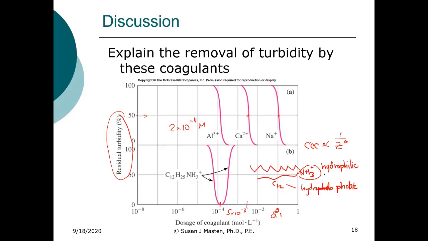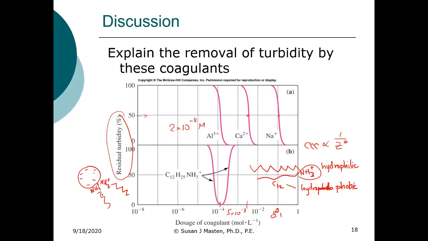So basically what happens is, if we have our charged particle, the ammonium end will associate with the negatively charged particle, so it will complex there, leaving these long chain species, and they tend to help ensure that the coagulant wants to precipitate, that it wants to come out of solution.